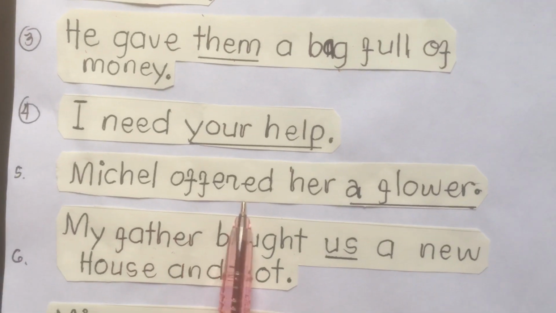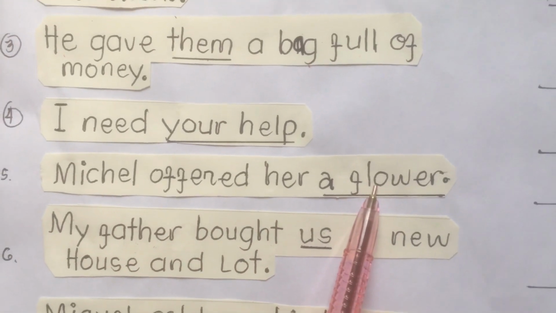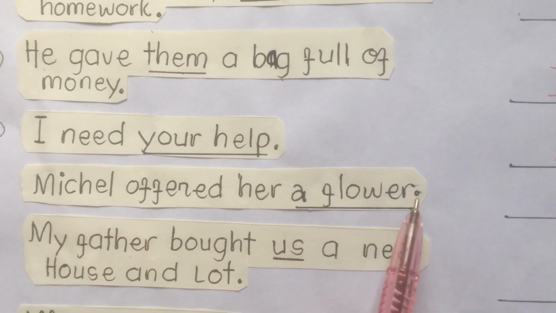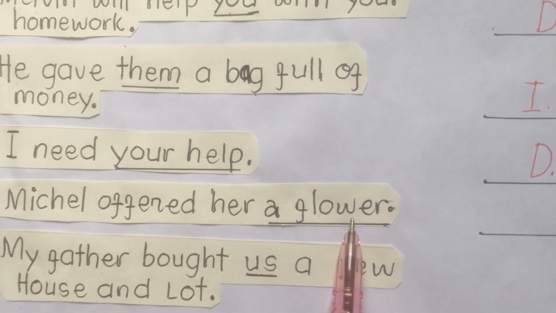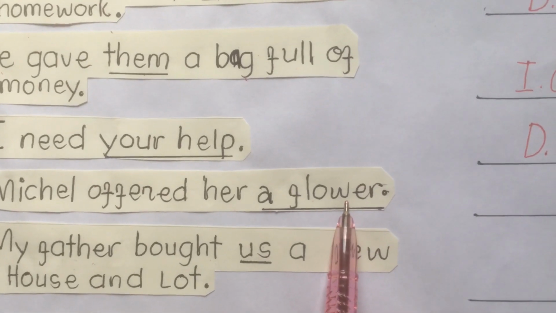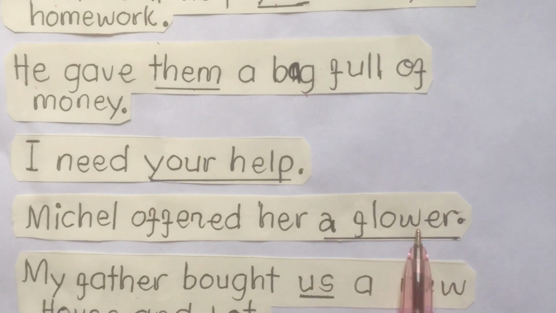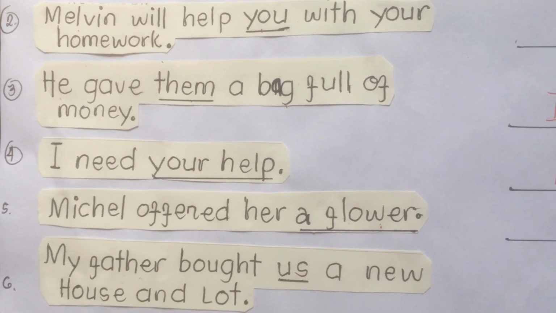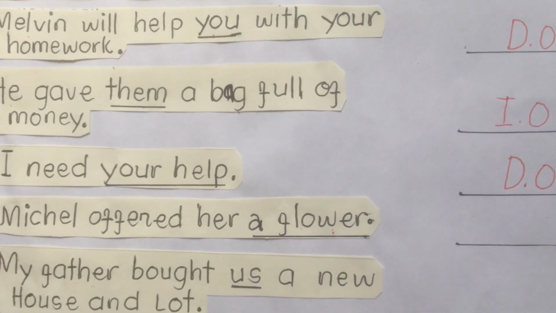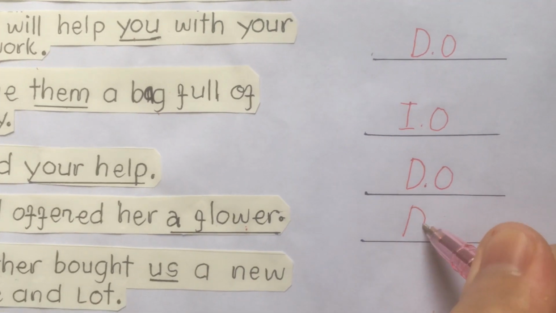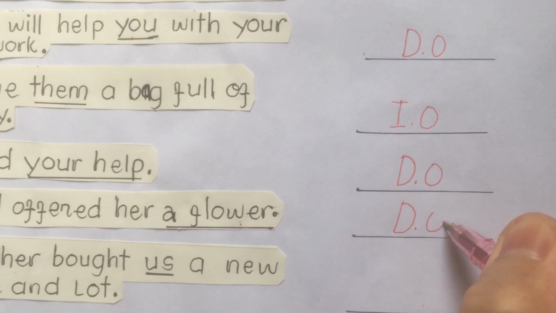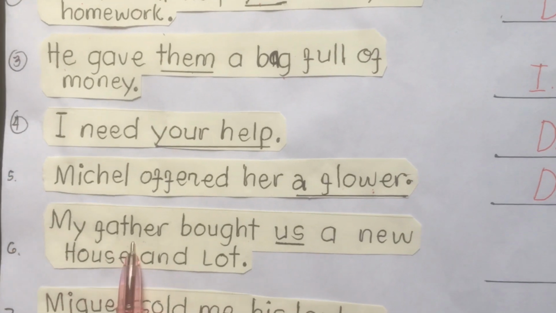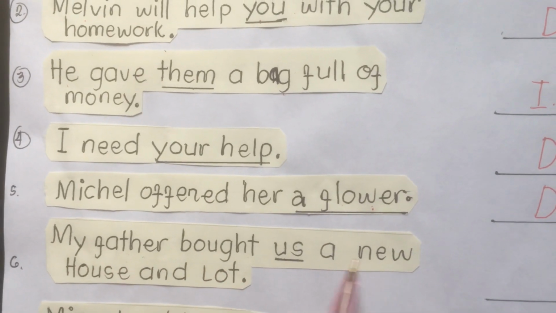Michelle offered her a flower. This is number 5, guys. Okay, in our sentence number 5, we have Michelle offered her a flower. A flower is the word being underlined. Okay, is that indirect object or direct object? Okay, I'm going to write my answer. Direct object, DO.